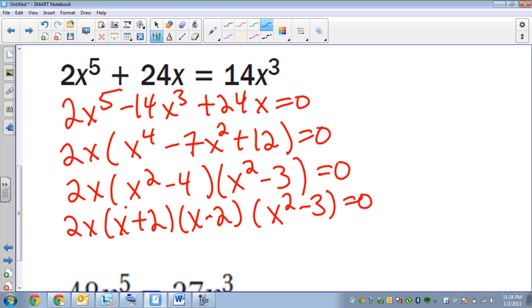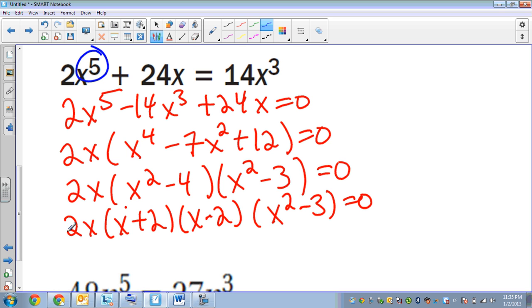Okay, up to here is what we did on the previous page. So I know this is a lot of work, but that's polynomials. I mean, we have an x to the fifth, so it's just going to be a lot of work. That's just a bigger polynomial. So we go through what makes everything 0.